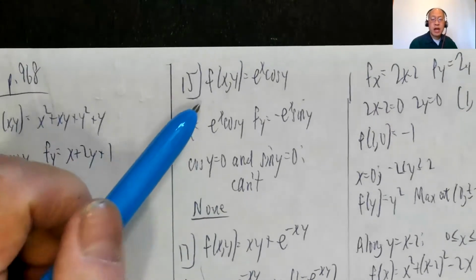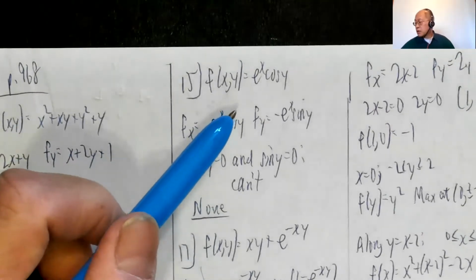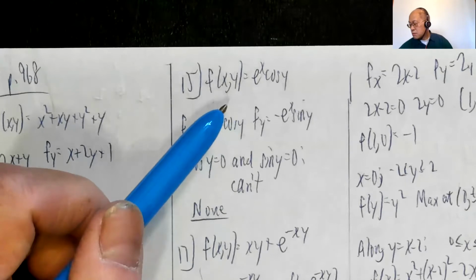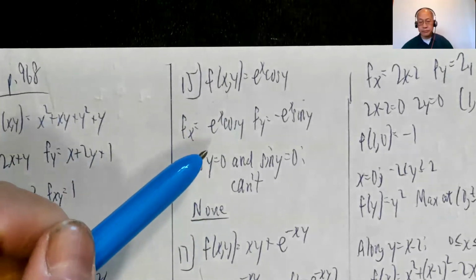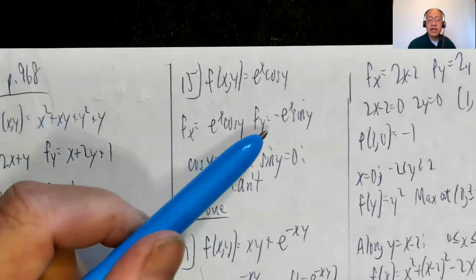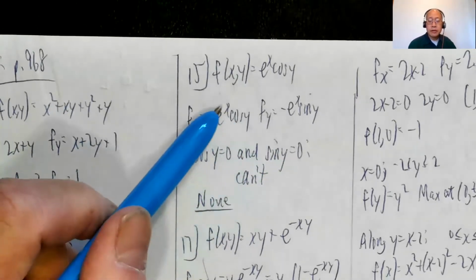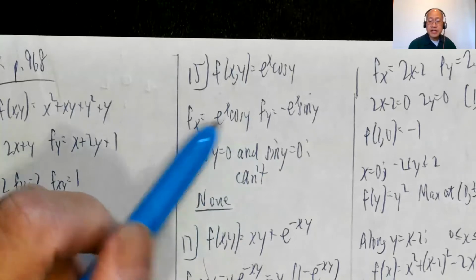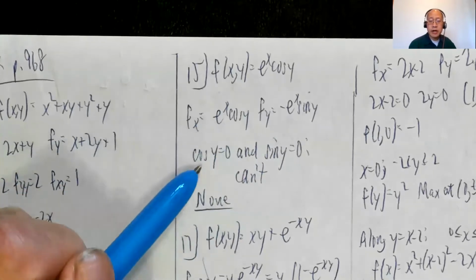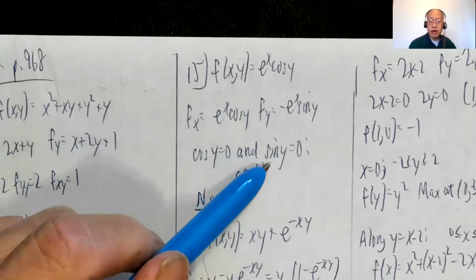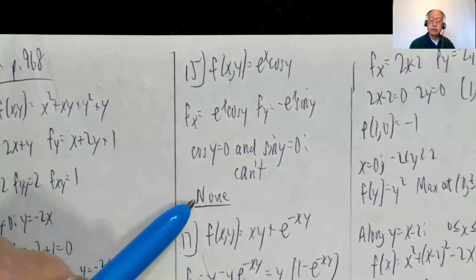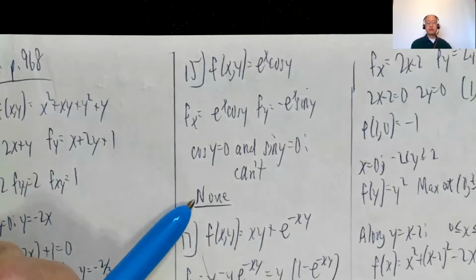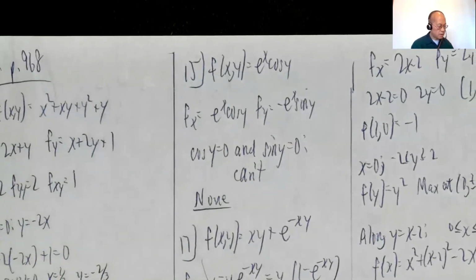Okay, 15. f(x,y) is e to the x cosine y. So fx is e to the x cosine y. fy is negative e to the x sine y. Now, when is this 0? Well, e to the x is never 0. So that means cosine y has to be 0 and sine of y also is 0. Well, that never happens on a unit circle. So that can't happen. So there's no critical points, which means no max or min. So that's it for that one.